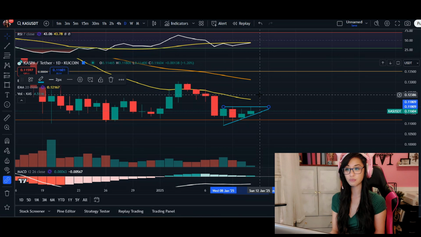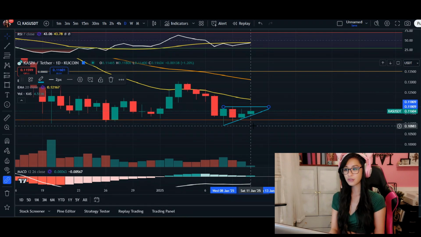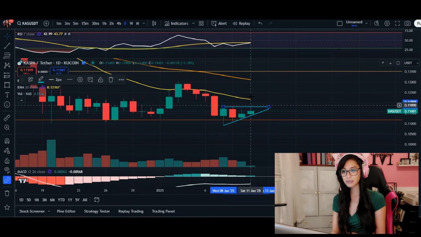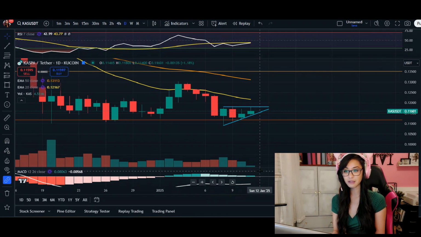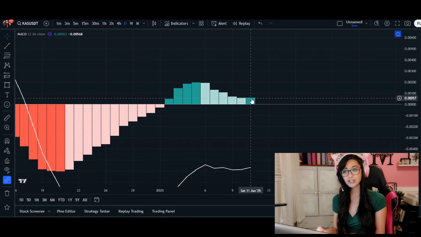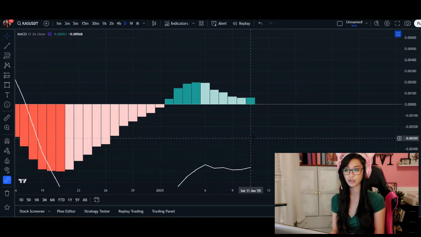But if we fail to break above the triangle here, price may continue to consolidate down to these lower lows. Now, the RSI is around 44%, showing neutral momentum, while the MACD histogram is flipping slightly positive, suggesting that buyers may step in. I wouldn't really count on the MACD solely, so just double check your indicators before you move in.